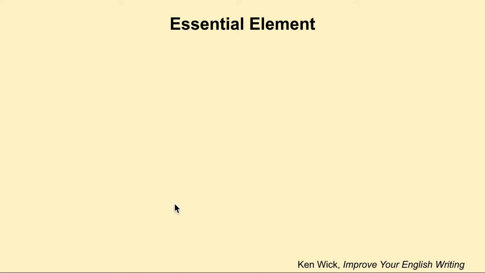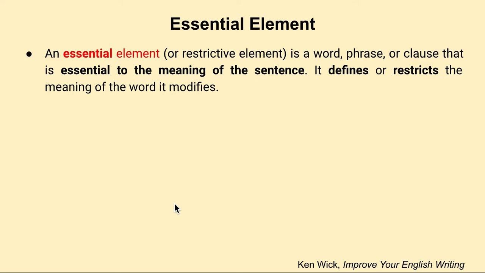So let's move on to essential and non-essential elements. What is an essential element in a sentence? An essential element, also called a restrictive element, is a word, phrase, or clause that is essential to the meaning of the sentence. It defines or restricts the meaning of the word it modifies. Thus the word essential. So an essential element does get its name because it's essential to the meaning.